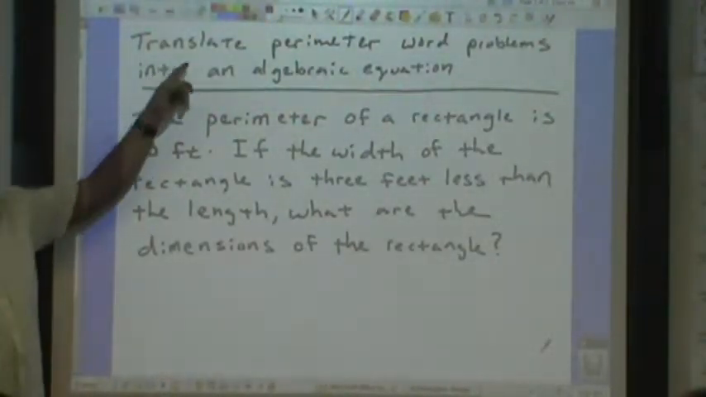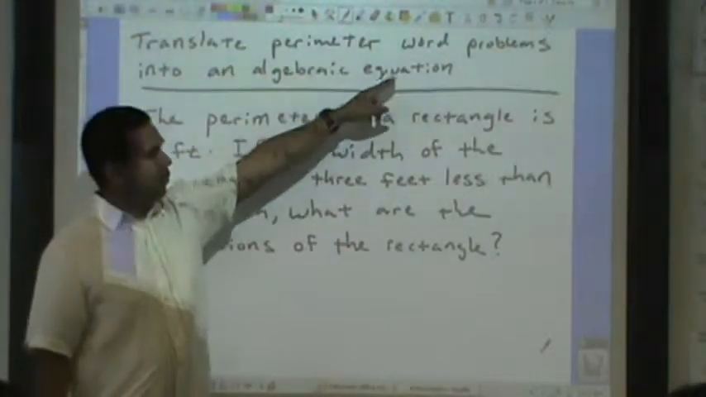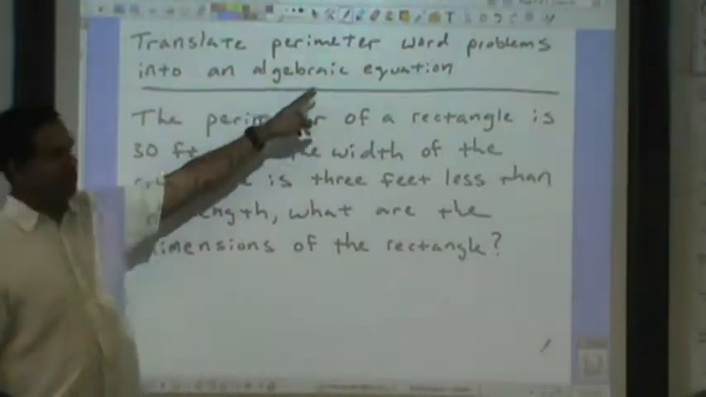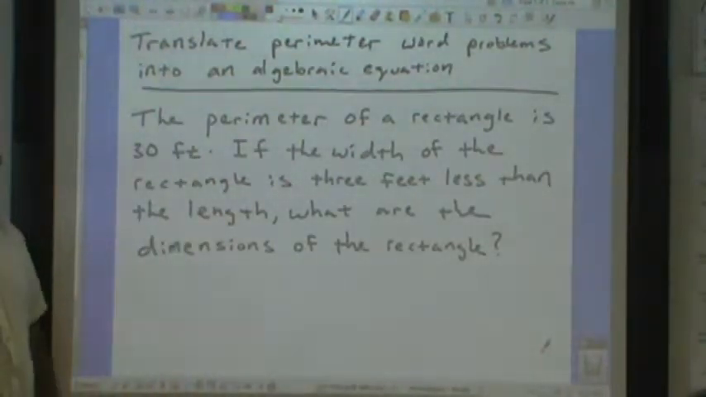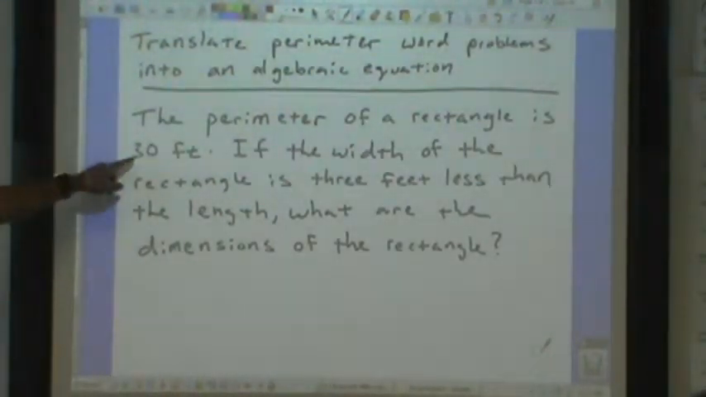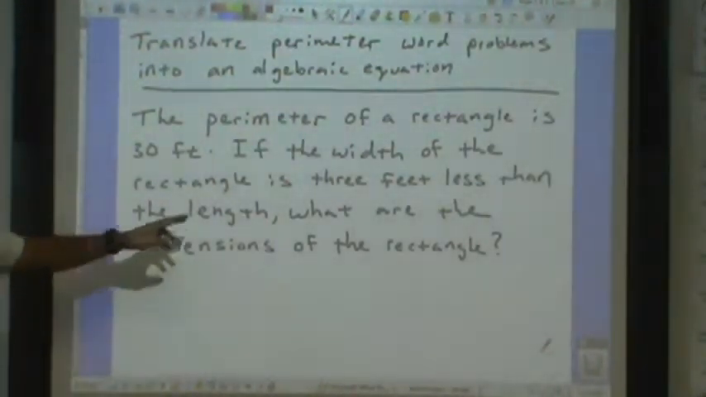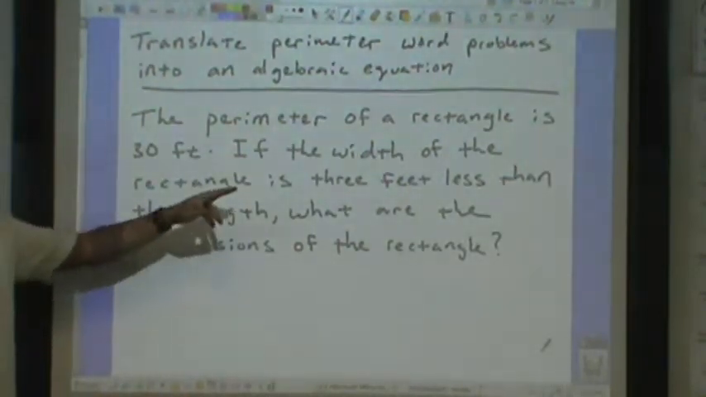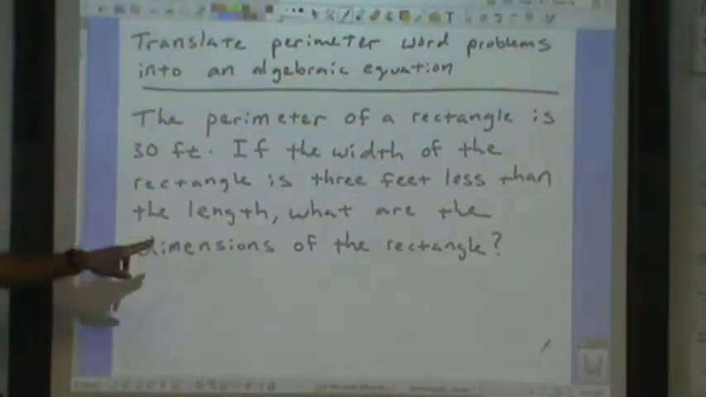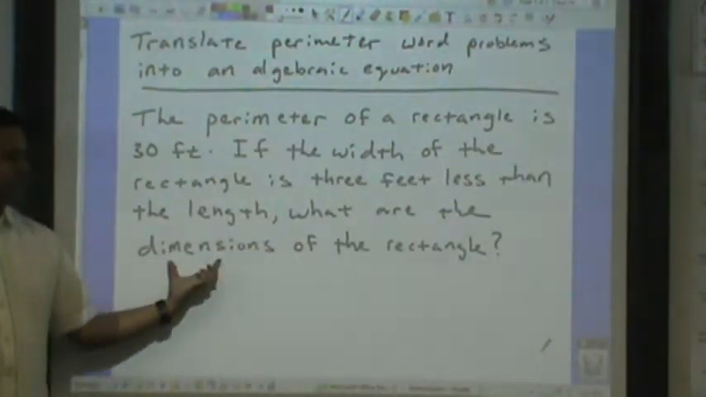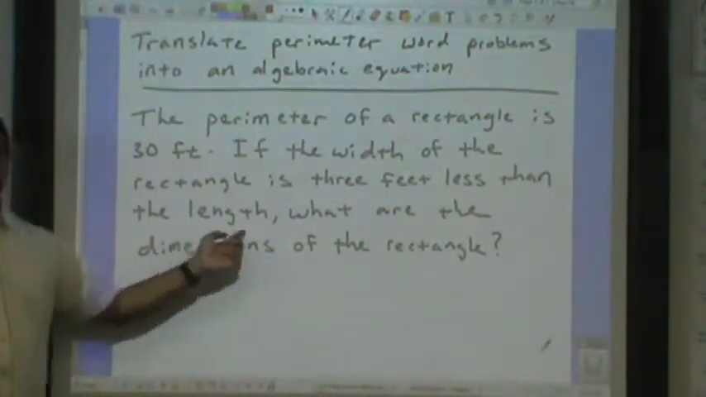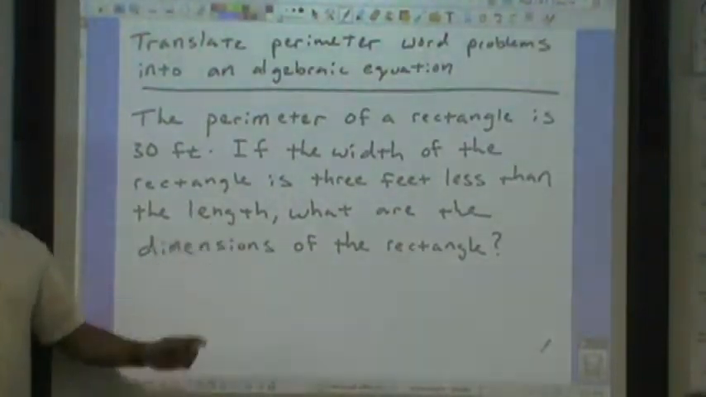Alright, so today's lesson is on translating perimeter word problems into an algebraic equation. So if we have this example here, the perimeter of a rectangle is 30 feet. If the width of the rectangle is 3 feet less than the length, what are the dimensions of the rectangle? And so what we're asking for here is the length and the width.